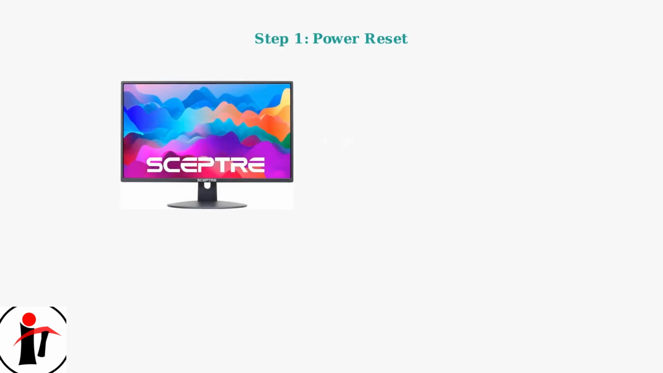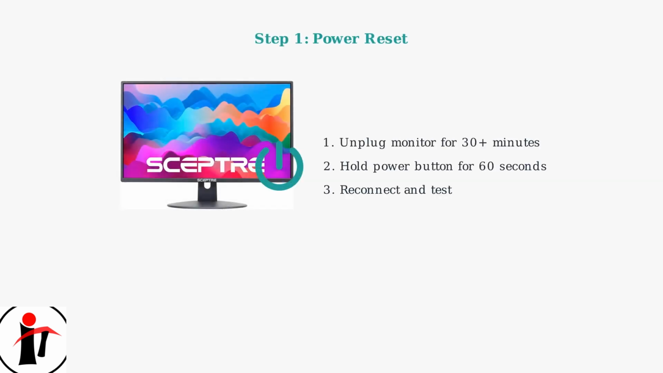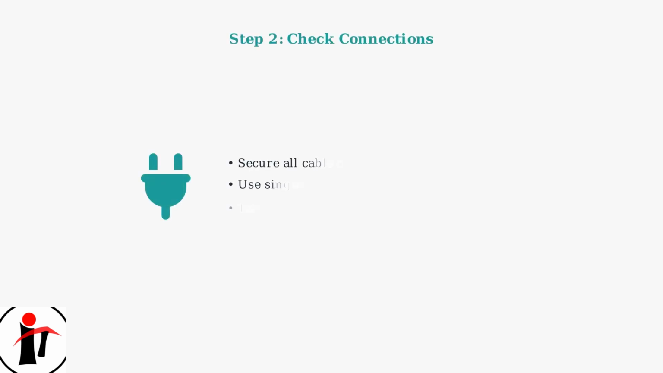When your Sceptre monitor is stuck in a restart loop, start with the simplest solution first. The power reset procedure can resolve many issues without opening the monitor. Next, check all cable connections. Ensure they are secure and test with a single input source like HDMI. Loose connections can cause power instability, leading to restart loops.